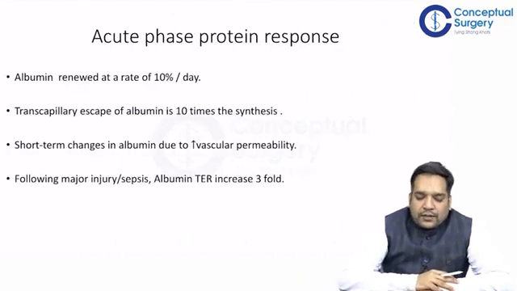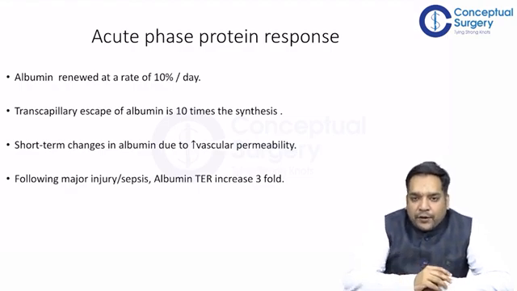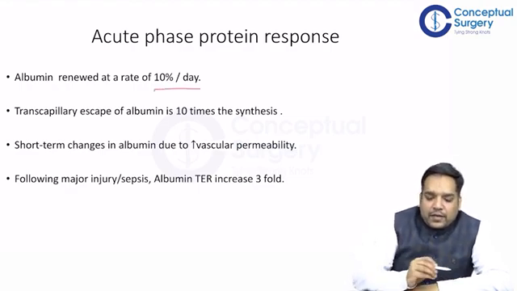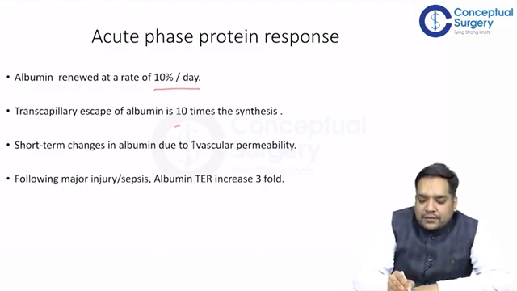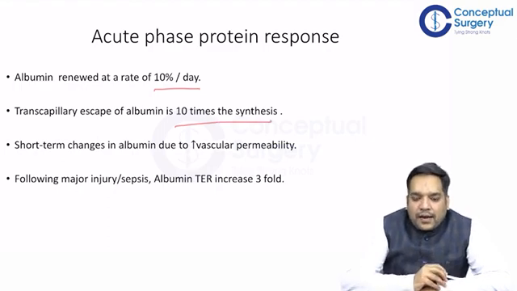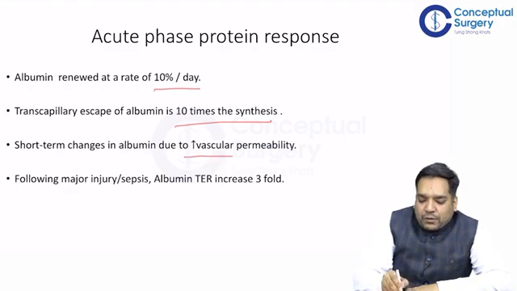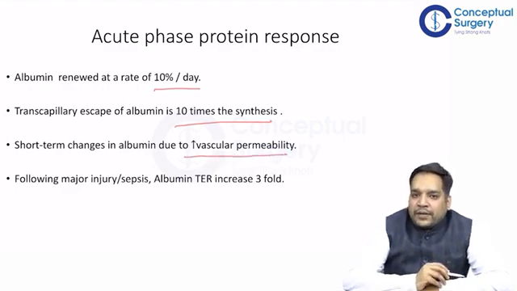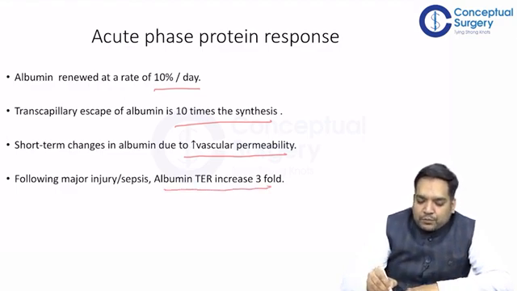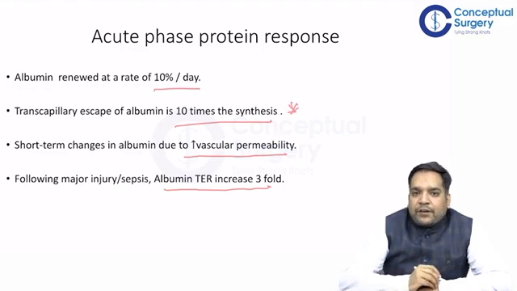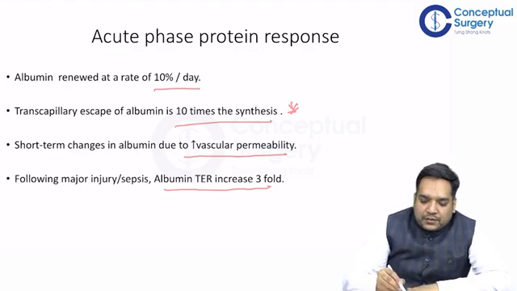So it is important to know that albumin gets renewed at the rate of 10% per day, and the transcapillary escape rate, that is TER, of albumin is 10 times the synthesis. This is a very important point. And short-term changes in albumin concentration are due to the increase in vascular permeability. And following major injury or sepsis, albumin escape is increased by 3-fold. So remember these 3 points. Normally, the escape of albumin is 10 times the synthesis, and in case of major injury or sepsis, this escape is increased by 3-fold.